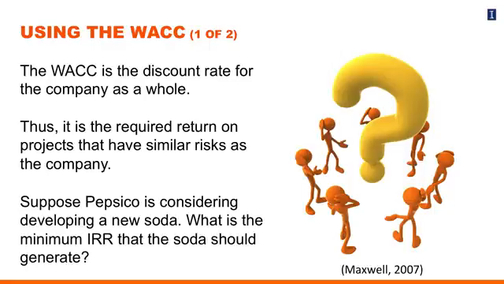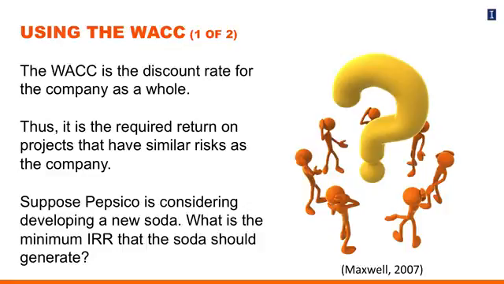Okay? Talking about projects, let's learn how we use WACC. So here's a question for you, right? The WACC is the discount rate for the company, right? That was our starting point, right? We talked about the fact that we're going to use the WACC to estimate the discount rate for the company, okay? So the way to interpret it is that is the required return on projects that have risks similar to the company, right?